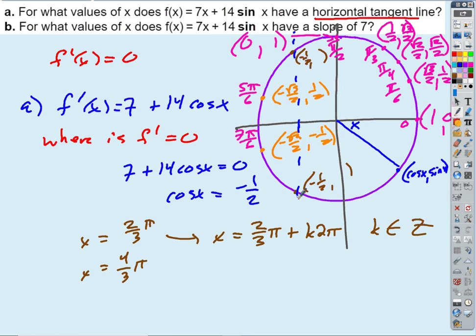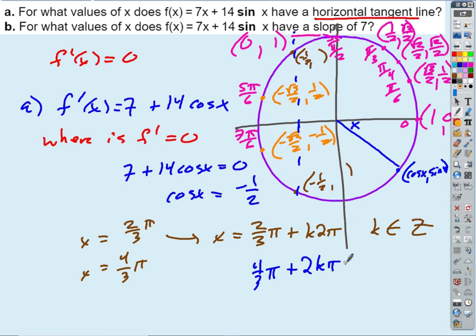It's going to happen at all the multiples, or all the laps, all the circuits of the unit circle where we end up at 2/3 pi, right? Which means we have to do 2/3 pi plus k times 2 pi, or usually we'd say 2k pi or 2n pi or something like that, where k just represents the set of all integers, right? Does that make sense? Okay. We got another one here at 4/3 pi, so we have to do the same thing, right? We get 4/3 pi plus 2k pi.